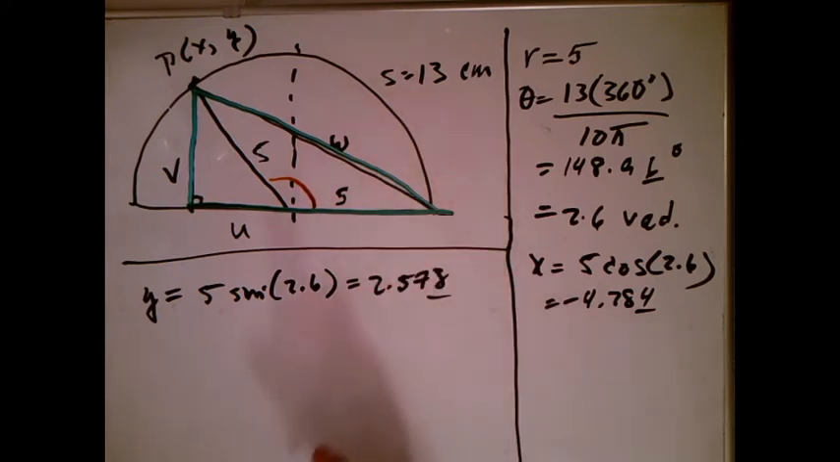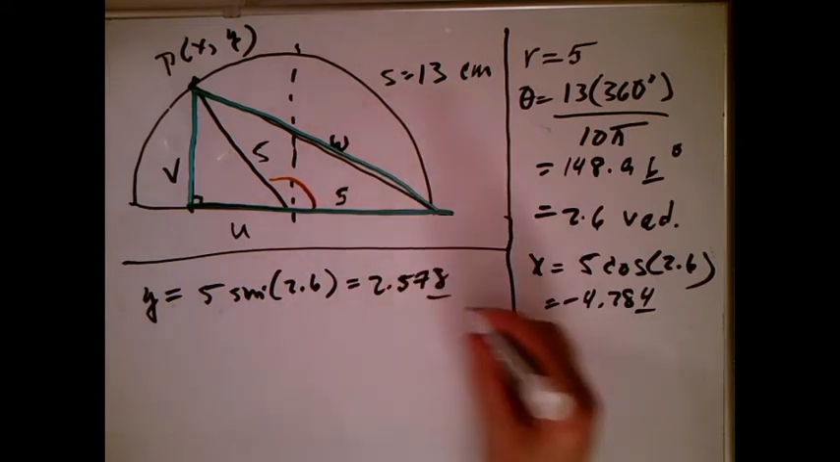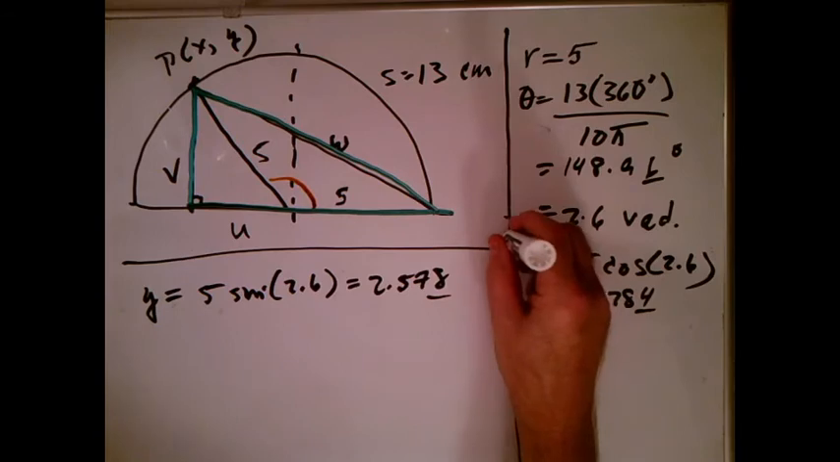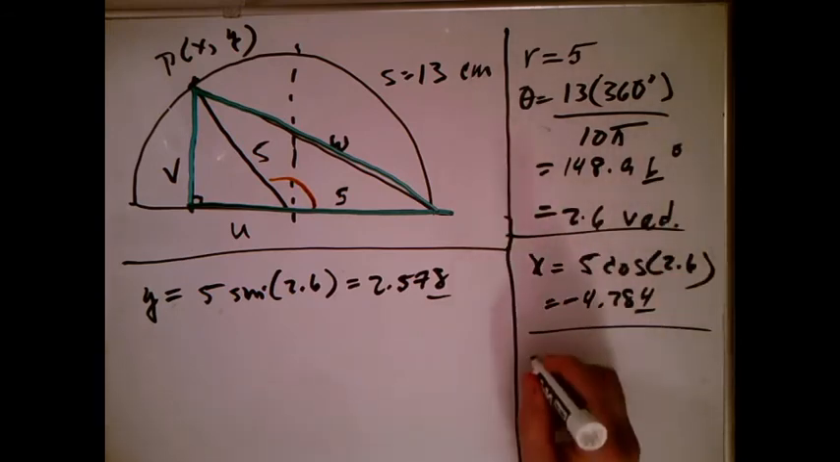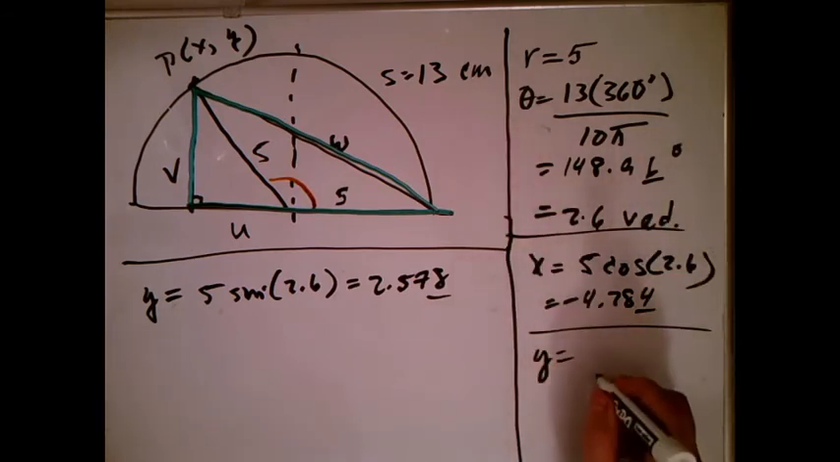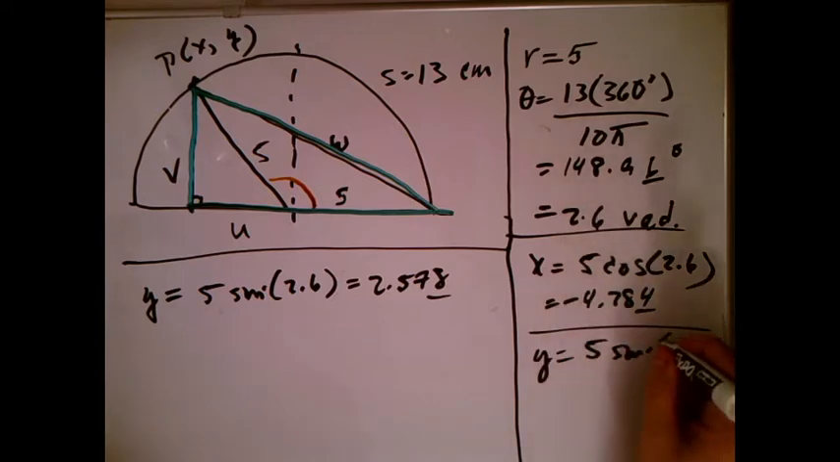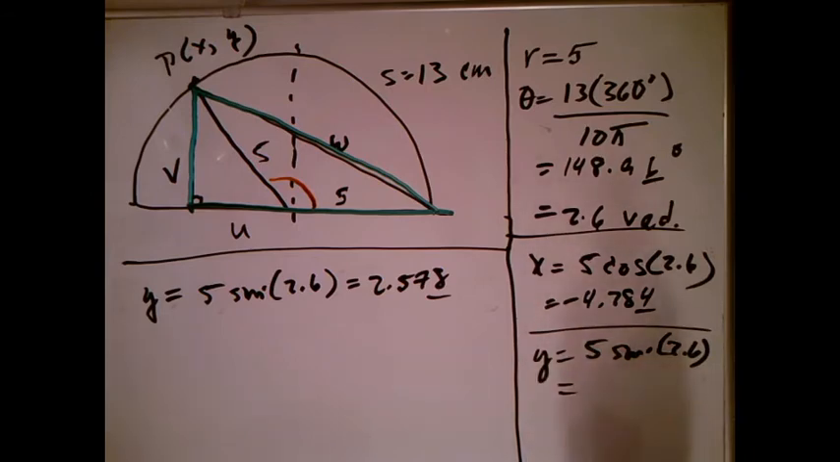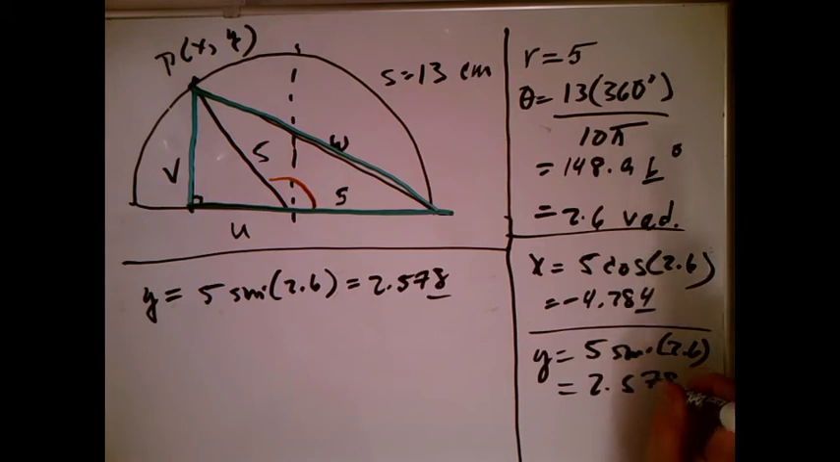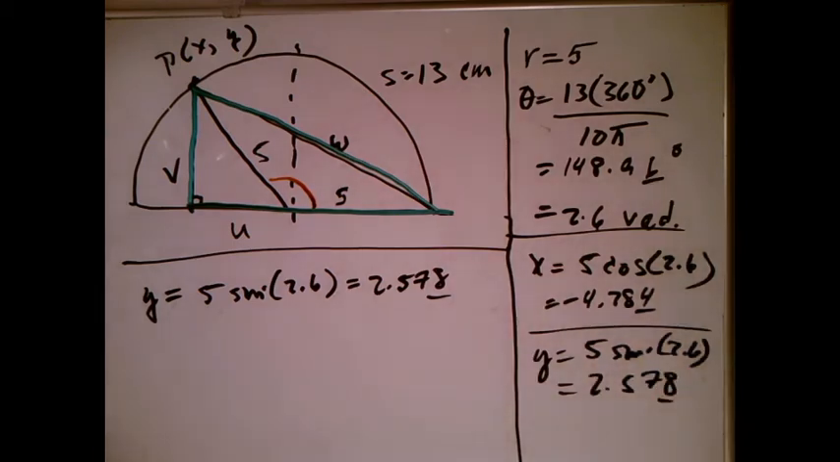I'm not going to use that estimate in my later calculations. Put a little bar here and a little bar here. I'm going to get that y is equal to 5 sine of 2.6. It's positive. You can see that from the picture too. So I'm going to get something that looks like that, which is great.